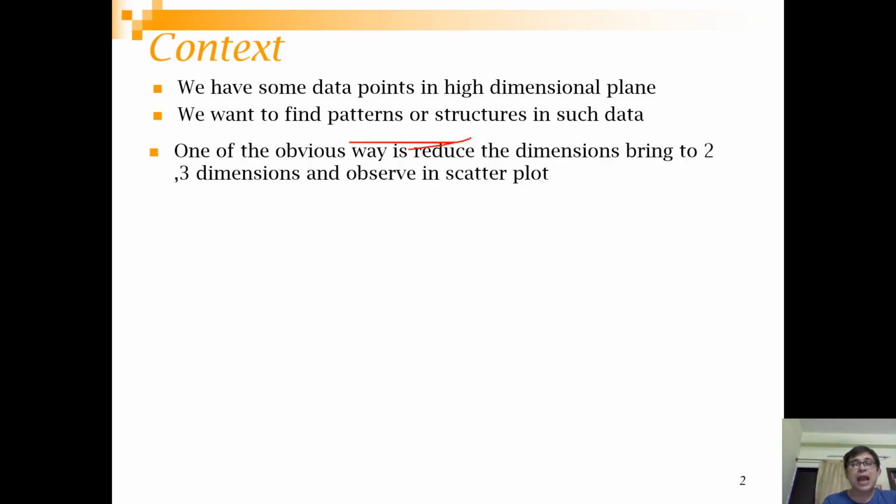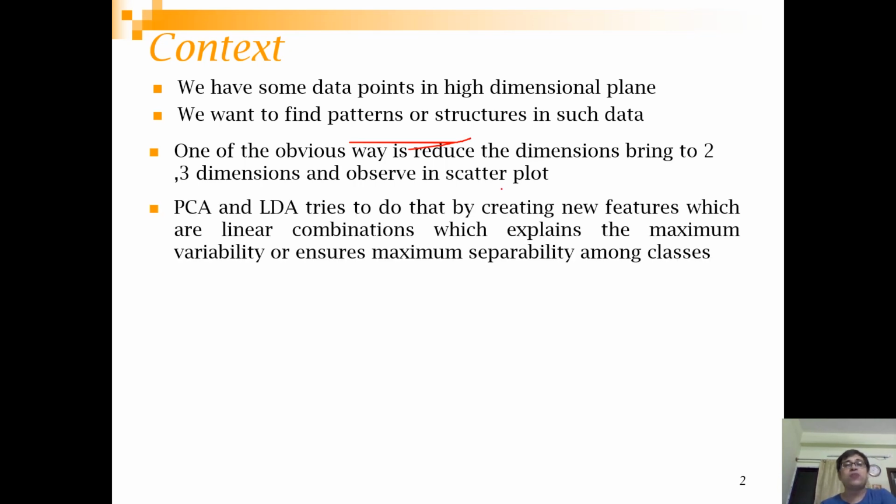One of the things that can be done is to reduce these 10,000 features to 2 or 3 features and then draw them in a scatter plot. And we can definitely find some pattern in that case. PCA and LDA try to reduce dimension. PCA tries to find new features that are linear combinations of original features, which explain maximum variability in the data. LDA tries to ensure maximum separability among classes. So it is a supervised technique and needs the class labels. tSNE takes a different view.